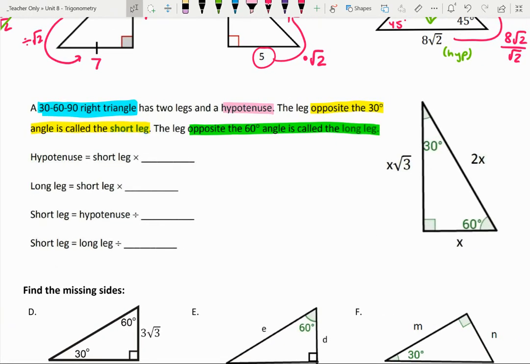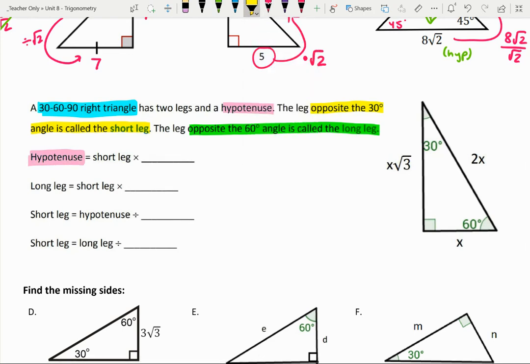We can see that in this picture here. Opposite the 30-degree angle is our short leg. Opposite the 60-degree angle is our long leg. And always opposite the right angle is our hypotenuse.